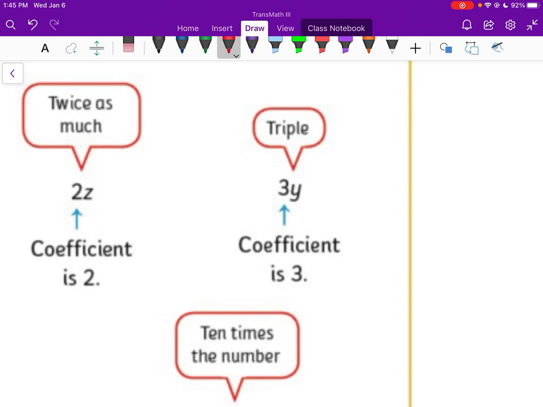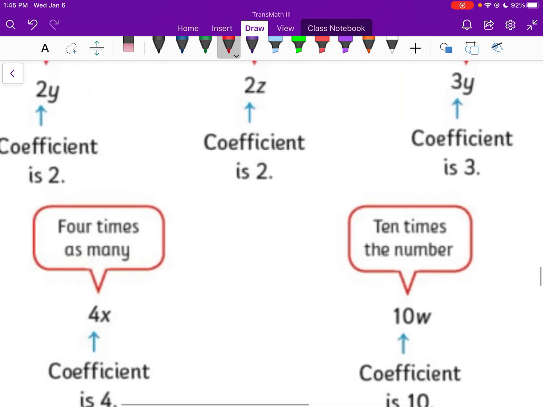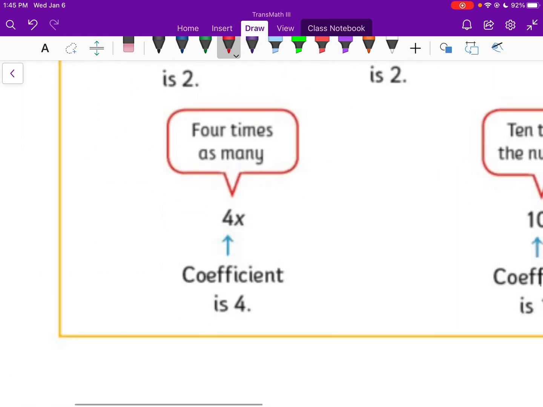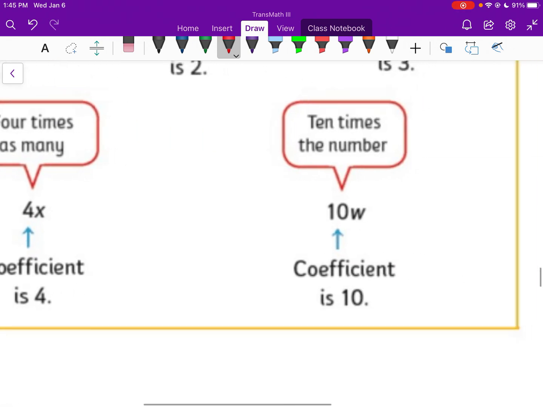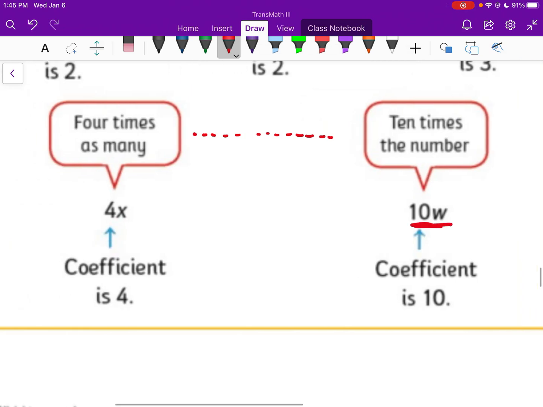Triple, that's saying 3 times, so your coefficient is 3. 4 times as many, that's a case where your coefficient is 4 times that variable. 10 times the number, that coefficient is 10, and then you can fill in all the gaps there as well. 5 times as many, 6 times as many. Whatever that phrase is saying, it's that number times the variable. And again, when you write it, you don't write the times symbol in between, you just write it as a coefficient of 10w, like in this case.